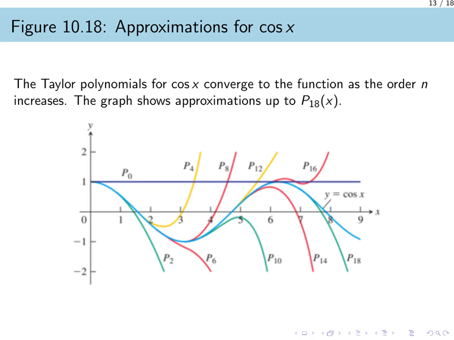As you can clearly see, the lower-order polynomials are only accurate very near the center, x equals 0. But as we increase the order n, the polynomial graph hugs the true cosine curve over a wider and wider range. By the time we get to the polynomial p18, the approximation is visually identical to the cosine function over a large interval. This graph provides strong visual evidence that the Taylor series for cosine converges to the function itself.